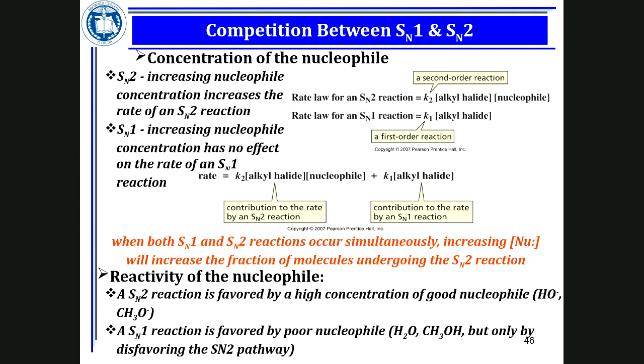So when there is a competition between Sn1 and Sn2 for a secondary alkyl halide, it depends on the solvent also. And it depends on the nucleophile. If you have a weak nucleophile, it will go to Sn1. If you have a strong nucleophile and you have a high concentration of nucleophile, it will go to Sn2.